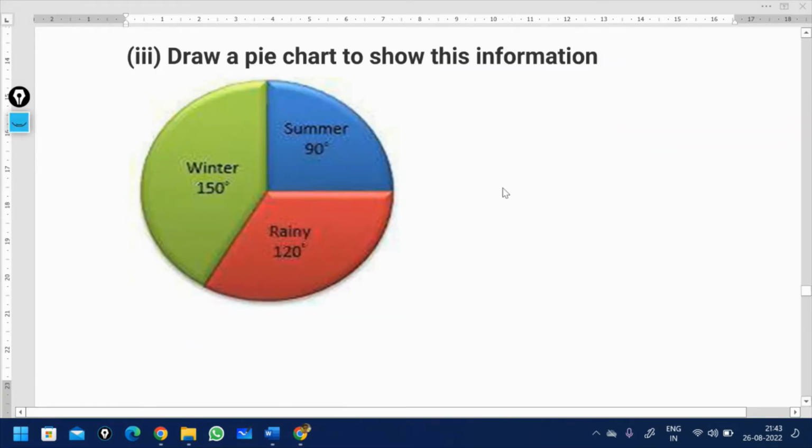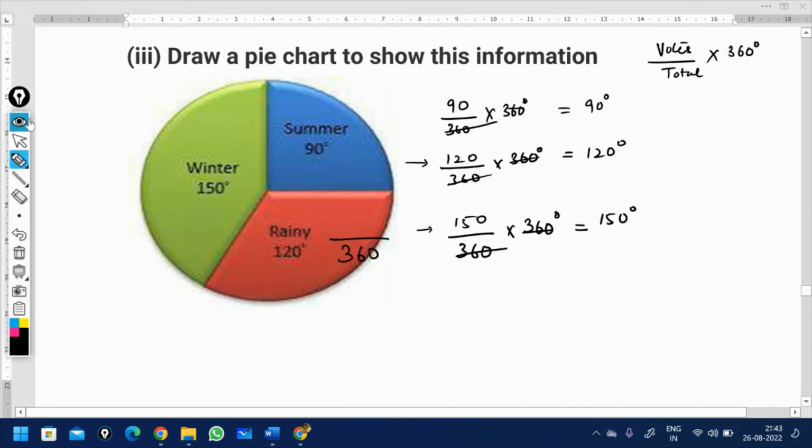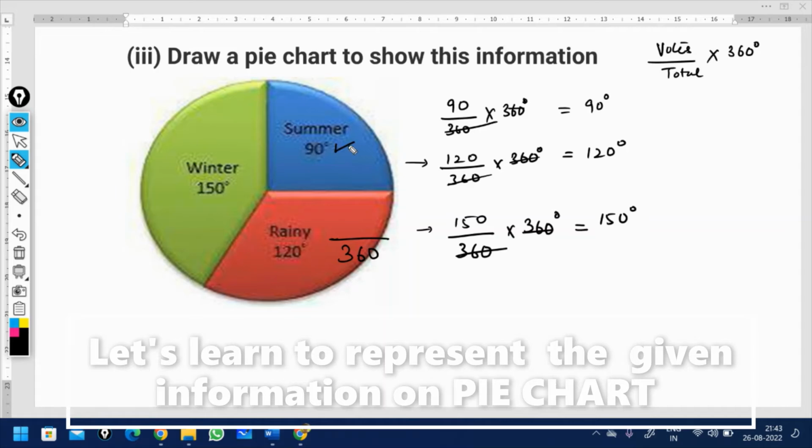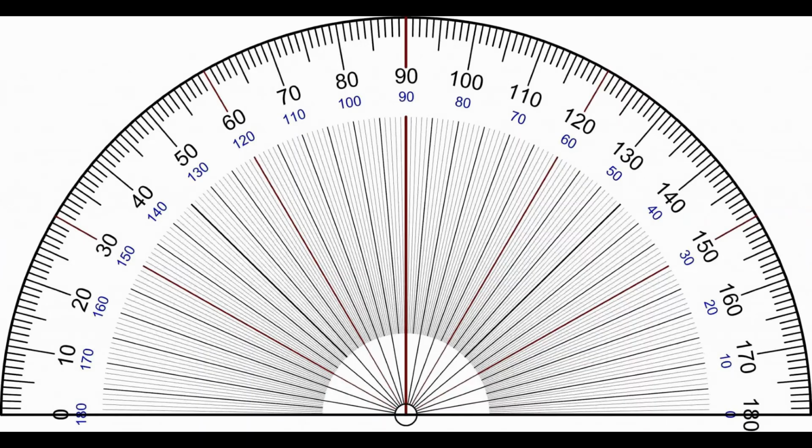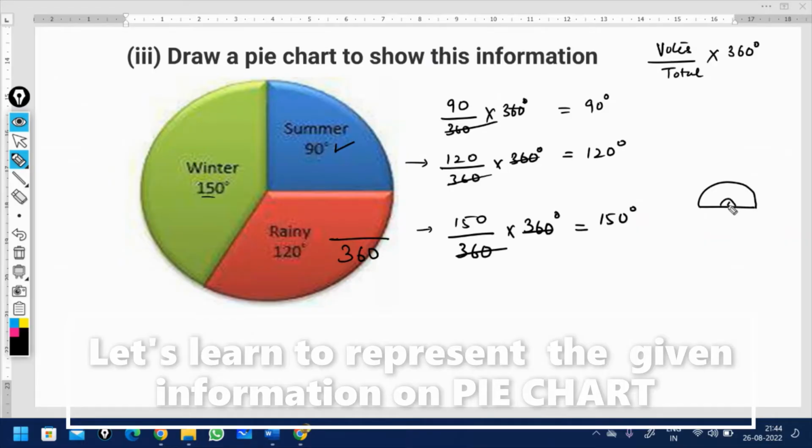To draw the pie chart of it, you can see these are the three seasons here: your summer season which is 90 degrees, then we have winter season which is 150, and rainy season is 120. Now you must be wondering, how do I draw this? So you have a protractor here, you all know the protractor, and you will be using that, जिसको आप D भी कहते हो.